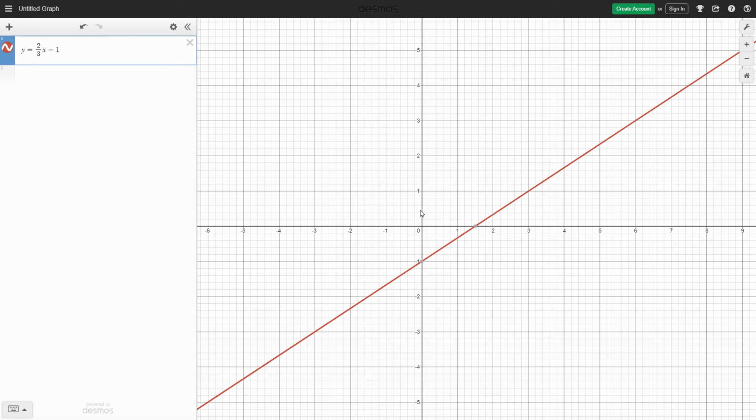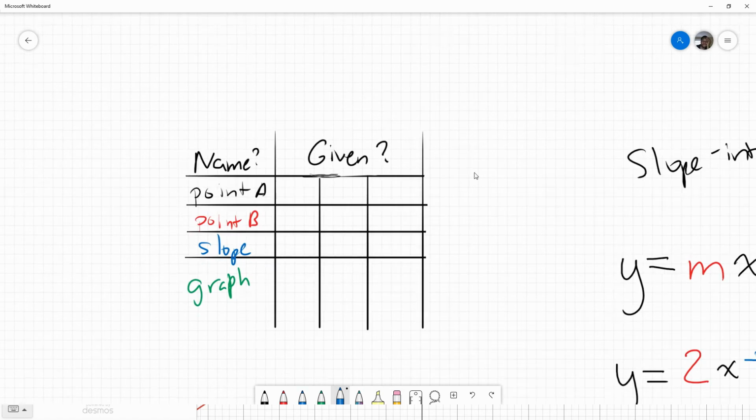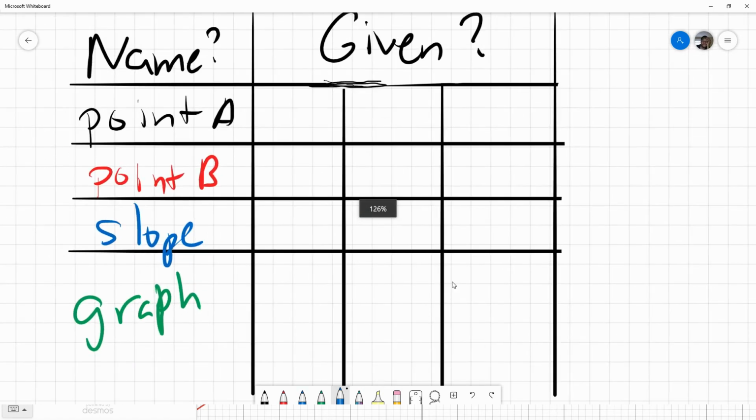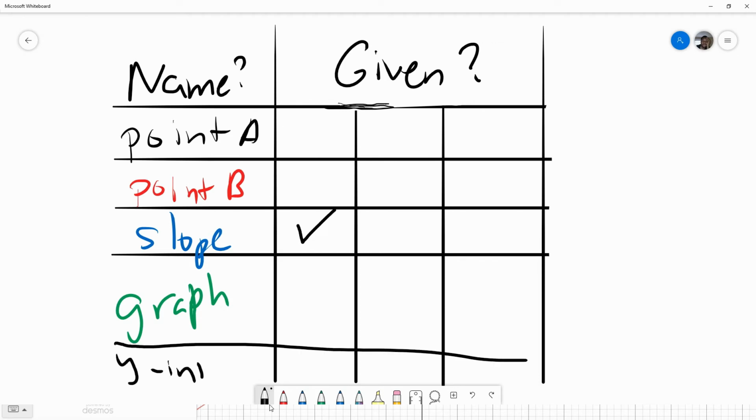This is slope-intercept form. And in order to have slope-intercept form, you need at least these two pieces of information. To make slope-intercept form, as the name suggests, you're going to need the slope. You're also going to need what is called the y-intercept.